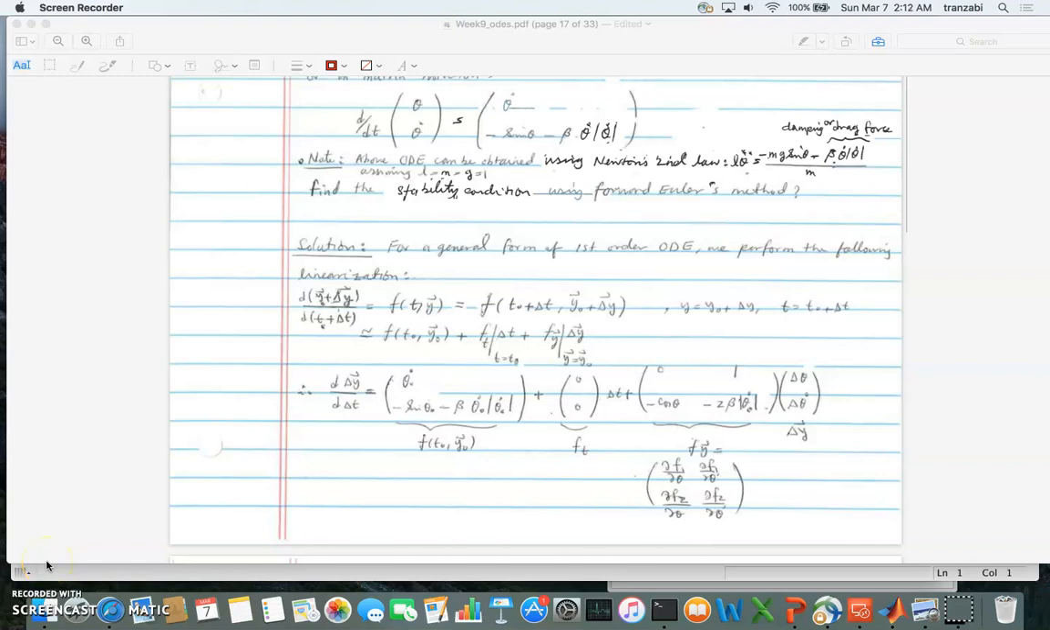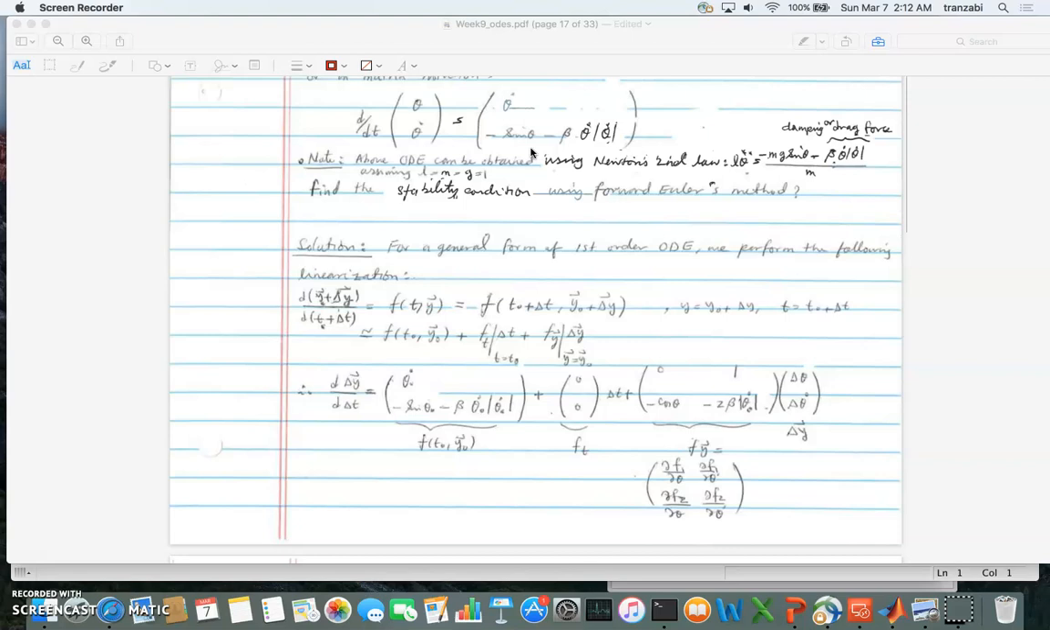Okay, so in the last lecture we talked about how we can convert a second-order differential equation to two first-order differential equations. We looked at a pendulum problem. We converted it into two first-order differential equations in terms of theta and theta dot. So in this video, we're going to see how we can use this differential equation to see if any of the methods we've done so far, let's say forward Euler, is going to be stable or unstable to solve this problem.